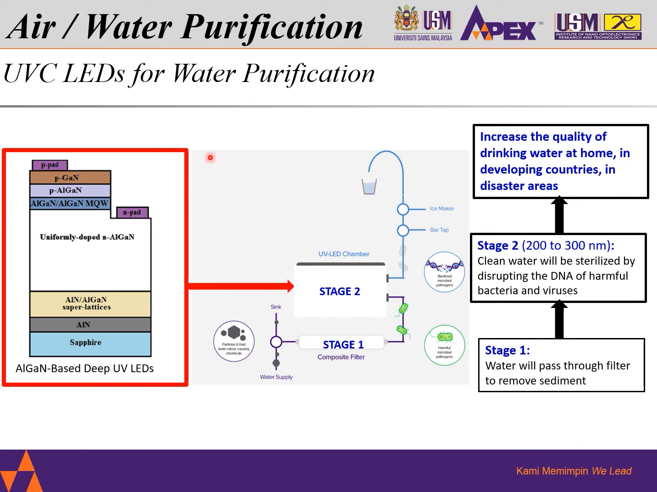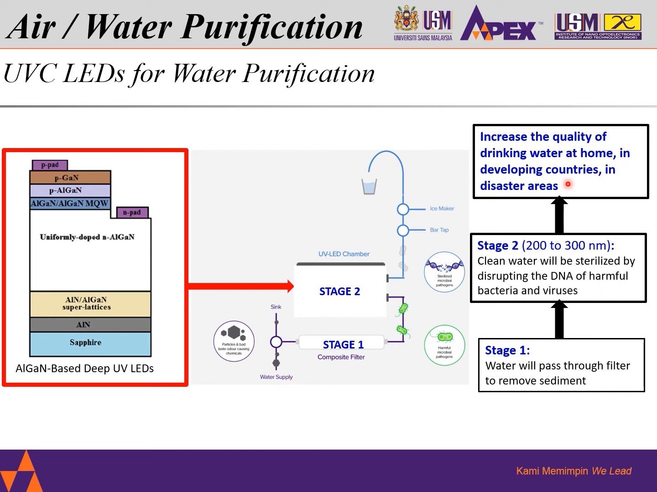UVC for water purification. With this type of device, we can put it in the UV LED chamber. So with this water purification, we can increase the quality of the drinking water at home. However, the most promoted areas that we want to focus on throughout the world are the developing countries, the third world countries, and disaster areas where water sources are very difficult.